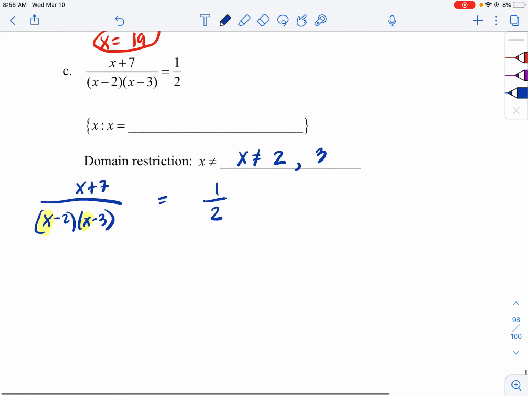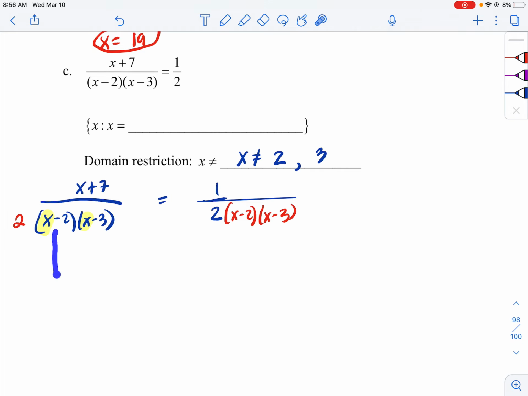Okay. Now, let us make sure that our denominator matches. This has a 2, but this looks like it doesn't have a 2. So let's give it a 2. This has an x minus 2 and x minus 3, but this one doesn't. So let's give that x minus 2 and x minus 3. Okay, now let us see if it matches. I have a 2, I have a 2. I have an x minus 2, I have an x minus 2. I have an x minus 3, I have an x minus 3. So this matches. So that is gone.